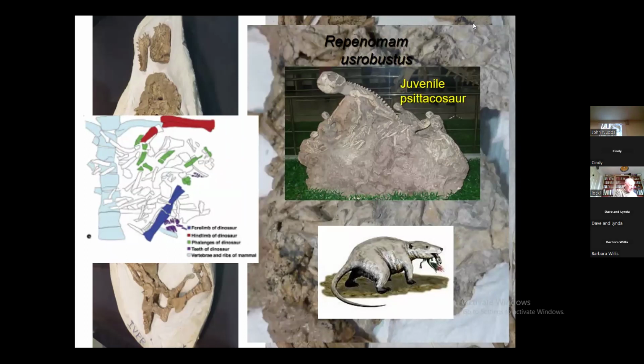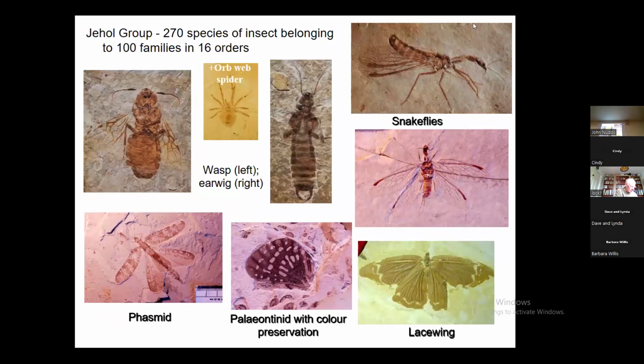Now, I showed you the Solnhofen insects. G-hole has a wonderful proliferation of insects, even better preservation. This is all organic tissue. Not only is organic tissue preserved, but the color is preserved as well in that phasmid and that paleontinid. These are all modern insect orders from the lower Cretaceous. So the modern insects had appeared by that time, and some spiders.